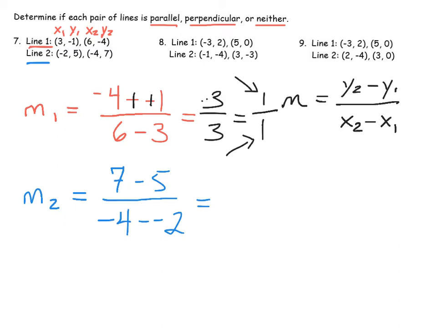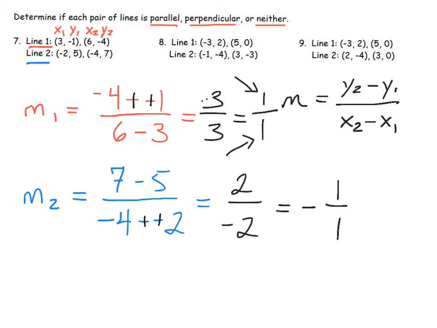So looks like for my numerator, my rise is going to be 2. And in my denominator, my run turns into a positive. So negative 4 plus 2, which is going to be negative 2. Well, in this case, I end up with negative 1 over 1, or you could say negative 1.